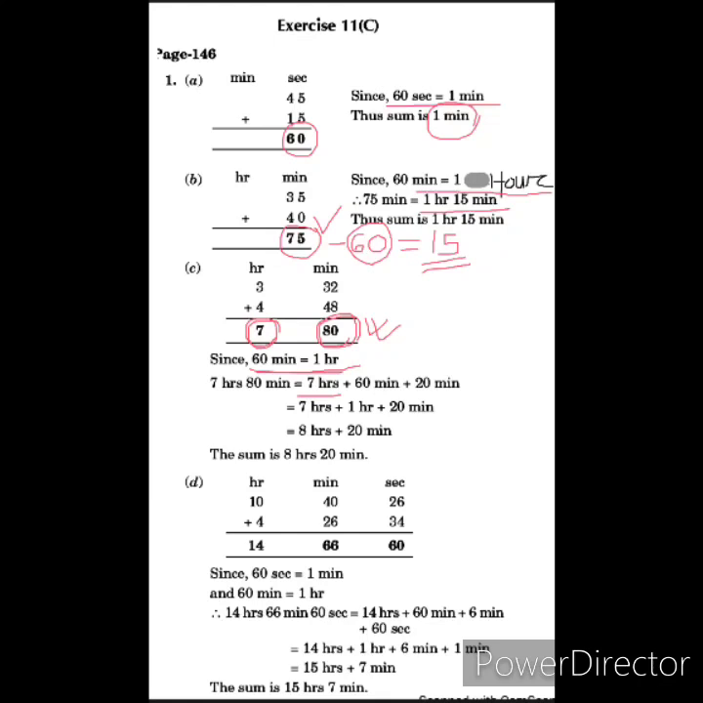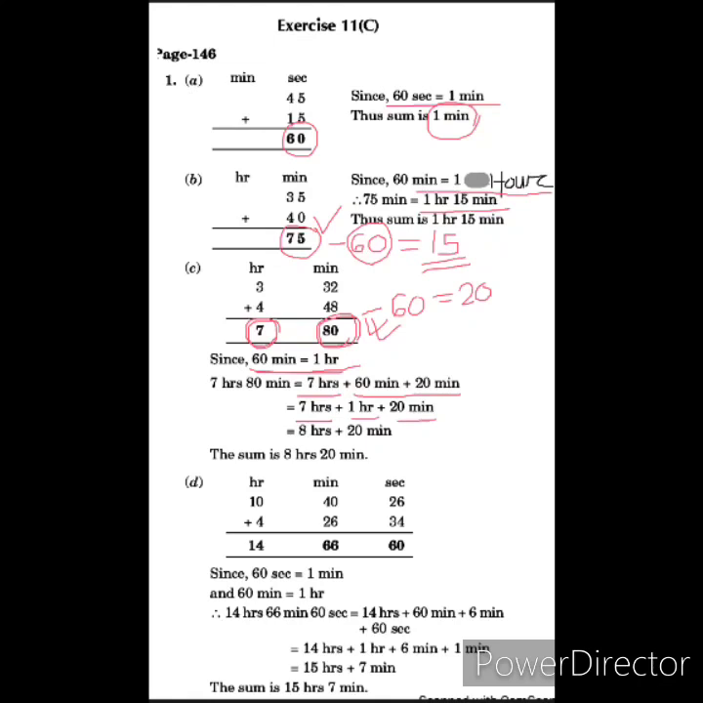Then we will separate this 80 into 60 minutes plus 20. We can subtract 60 from it to get this number. Okay children. So we will separate this number as 60 plus 20. Next, as we know that 60 minutes is 1 hour, we will be writing 7 hours plus 1 hour. This 60 minutes is converted to 1 hour, and the remaining 20 minutes will remain the same.